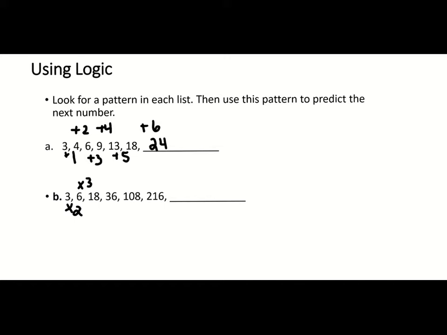Let's see here, 18 to 36. I wouldn't multiply by 3, but I would multiply by 2 again. And then 36 times 3 will give me 108. 108 times 2 will give me 216. So it looks like we're alternating: multiply by 2, multiply by 3, multiply by 2, multiply by 3. Since we multiplied by 2 here, I'm going to do 216 times 3 to find the next number in the pattern. And 216 times 3 will give me 648, and that will be the next number in the pattern.